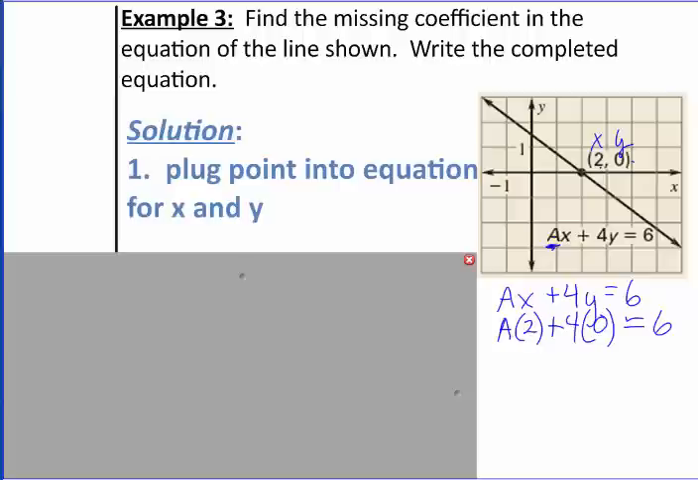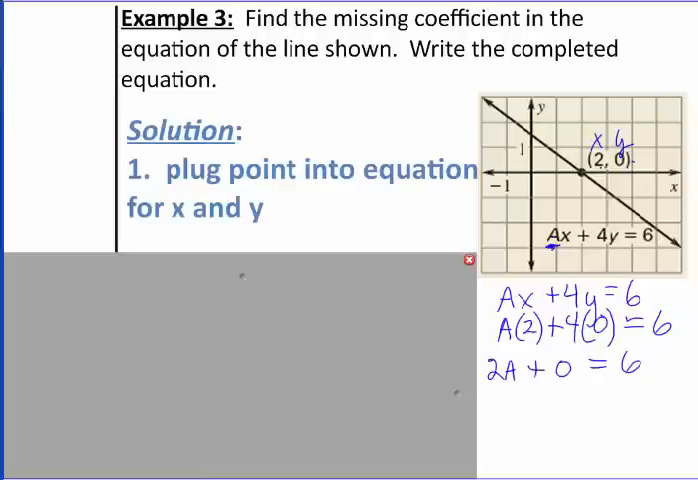It's not always going to be this nice. Sometimes you will have to actually multiply a number with the 4. It's not going to always turn out to be 0. It depends on the point that you're given. In this case, we were given a 0 for y. So that would be 2 times a plus 0 equals 6.